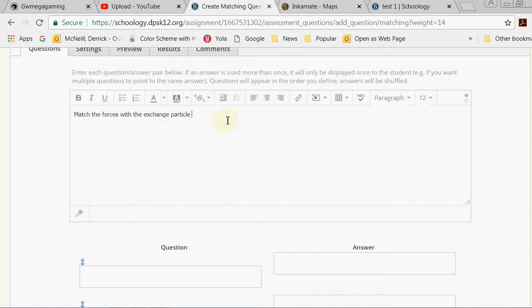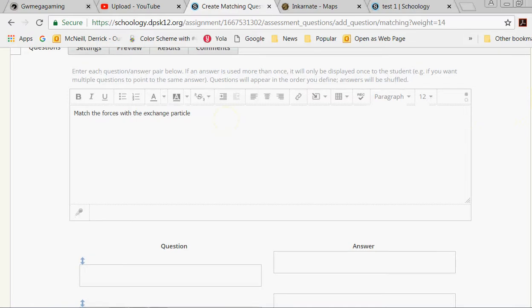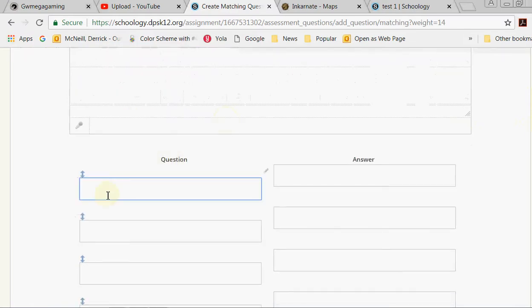Wow, my C is really not working. What we're doing here is we are matching those four fundamental forces that we talked about in the other part with the exchange particle that is used in them. So let's start off with the weakest, gravity. Okay, and gravity uses the graviton.